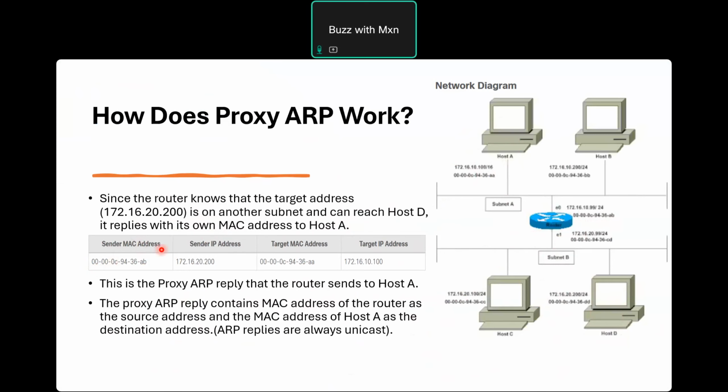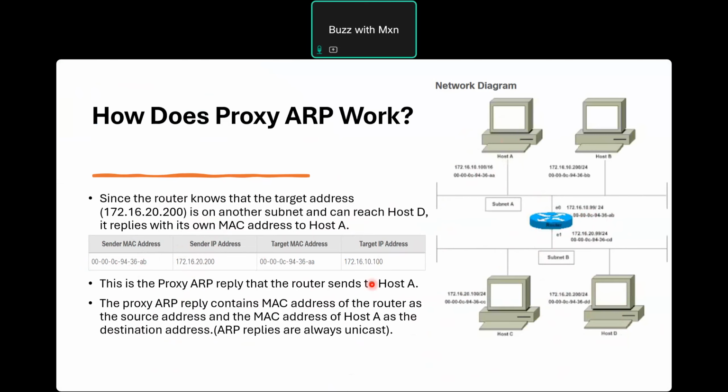What is the sender MAC address? It will be the MAC address of the router this time, because the ARP request has already been generated. This is the ARP reply that the router is sending. So 36AB will be the sender MAC address this time, because this is the proxy ARP reply. The sender IP address will be the IP address of the router's Ethernet interface E0, 10.99.